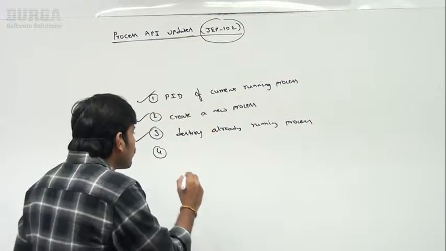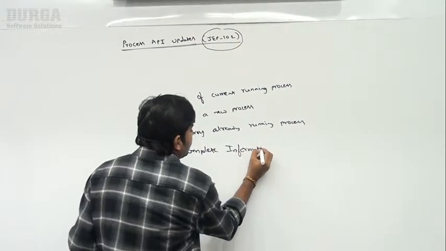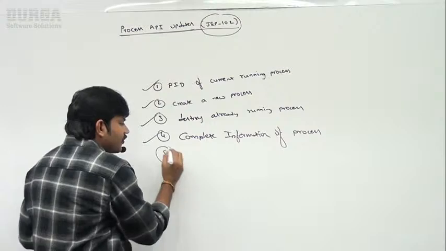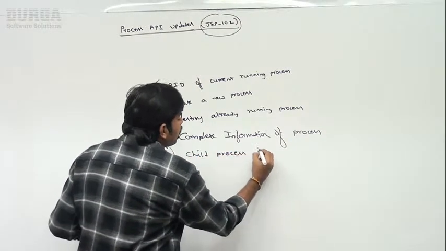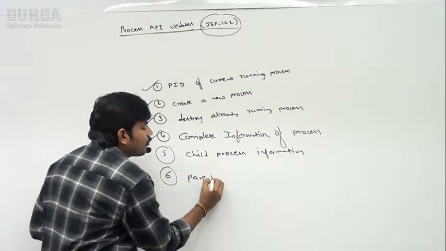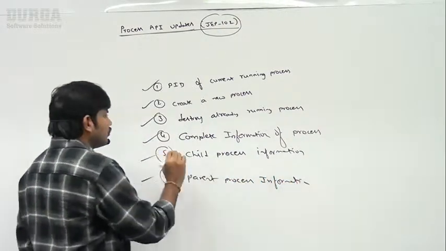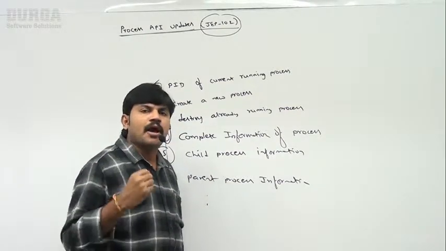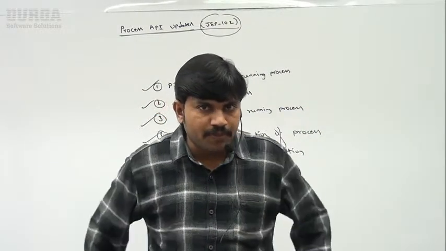So, complete information of a particular process you can get. Next, we can get the child process information. Similarly, we can get the parent process information. Like this we can do it. Any activity related to process management, happily we can perform very easily by using these Process API updates. I hope you people are able to understand, right?